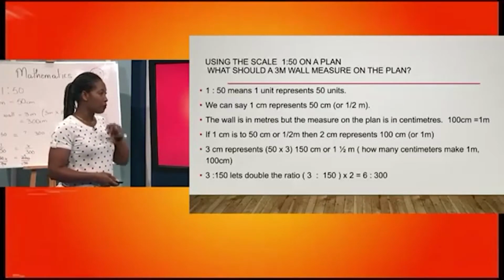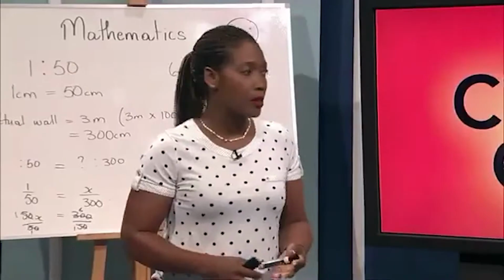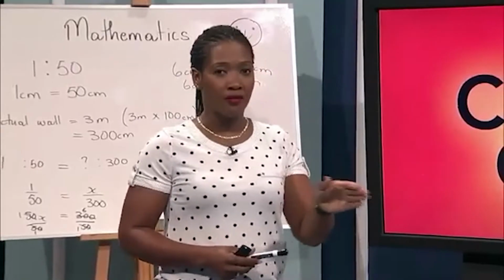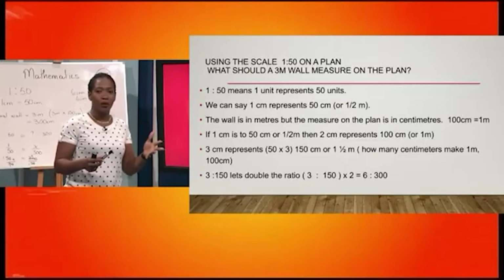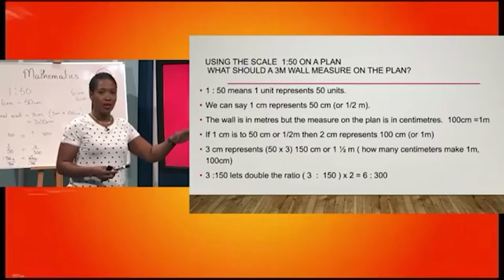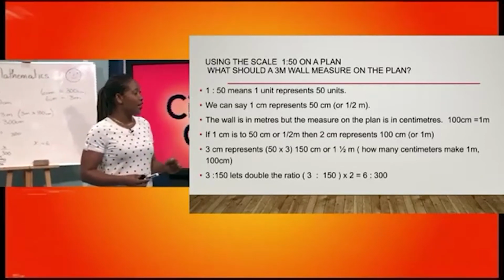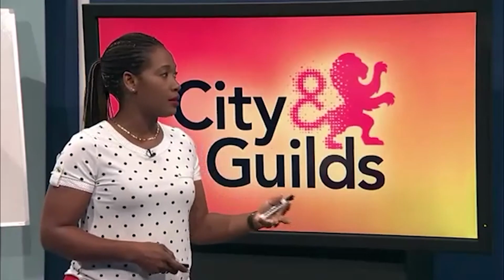We've cut it short here because you must be familiar with numbers. We have 3 to 150, so 3 centimeters to 150 centimeters. You should know that 150 is half of 300. So if I double the ratio, 3 times 2 is 6, and 150 times 2 is 300. By just doubling the ratio, I can now reach 6 to 300, which tells me that 6 centimeters on the plan would represent a 3 meter window.